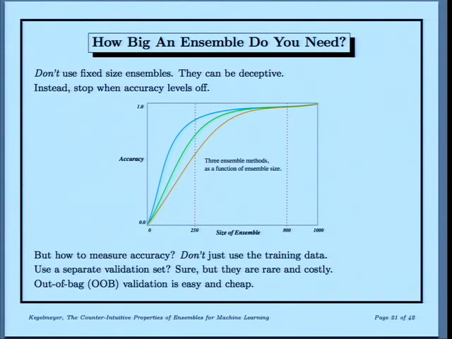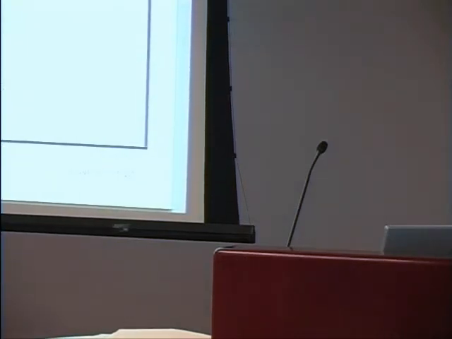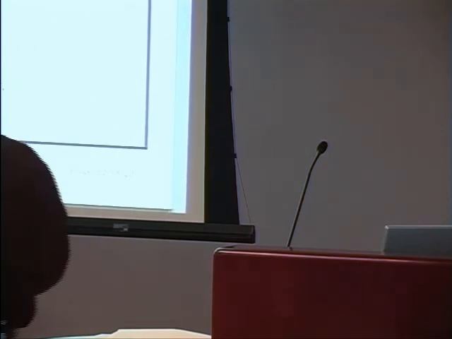Question, yes? From this graph, I didn't see that bagging is more robust. Seems like the curves all level off, and the accuracy is the same. Yeah, so the question is that there's nothing here that indicates that bagging is more robust, and that's absolutely right. What I was referring to was that bagging does not have the vulnerability to noise that boosting does, that I illustrated earlier. So this particular graph is assuming clean data.